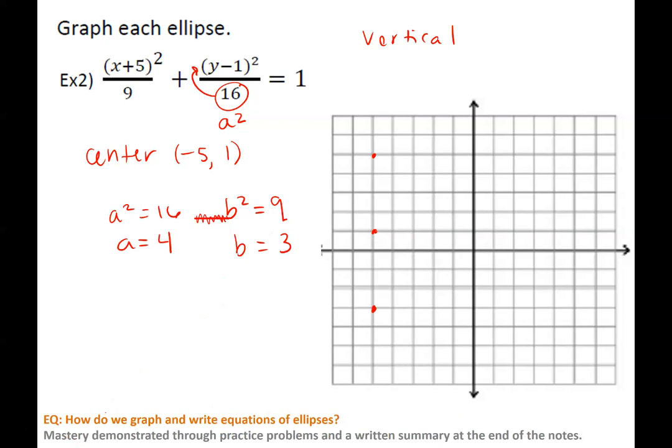So then from my center, I'm going to go the non-dominant direction. So to the right 3 and to the left 3, which gets me just off the graph, but that's okay. And then connect the dots. And that's it. On to the next one. That's the most beautiful ellipse I've ever drawn.